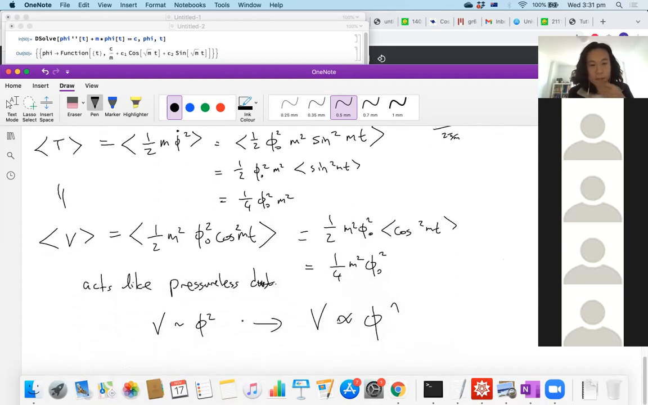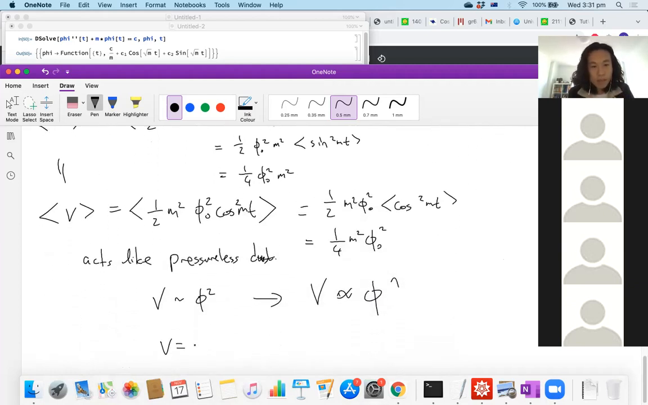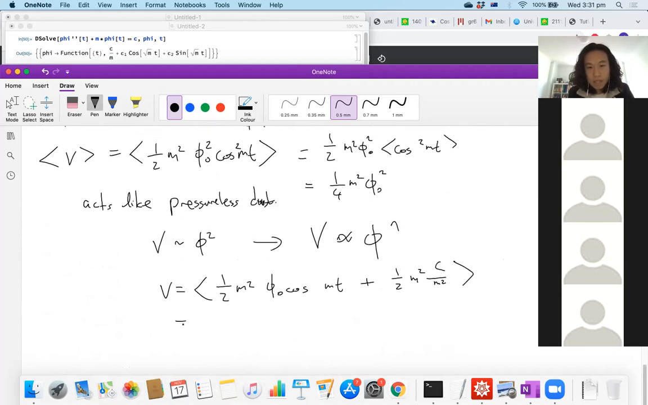Oh yeah, that's actually dangerous. So the potential ends up being half m squared phi naught cos mt plus half m squared c on m squared. So that equals m squared phi naught squared, and then averaged over the period, you do get a potential shift.